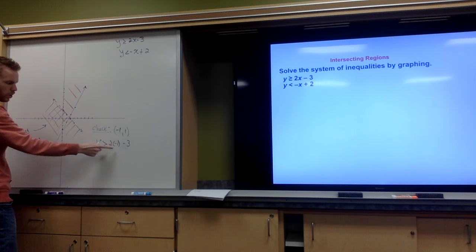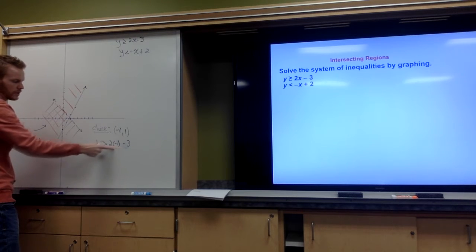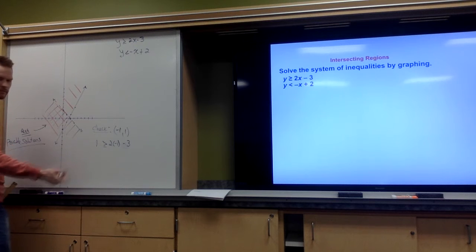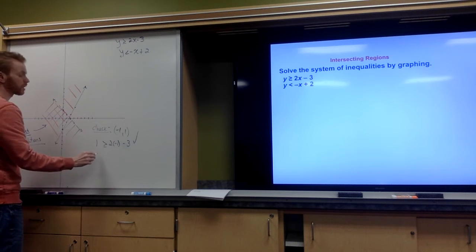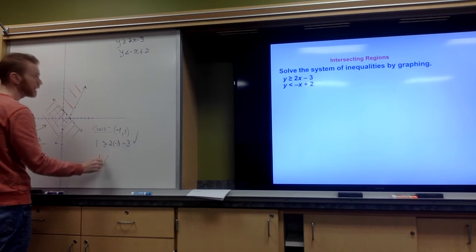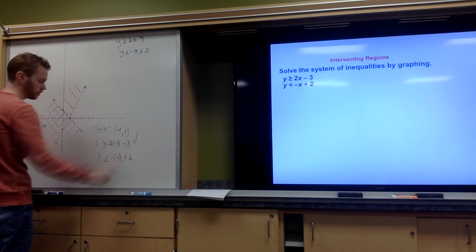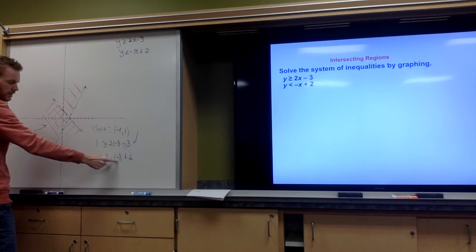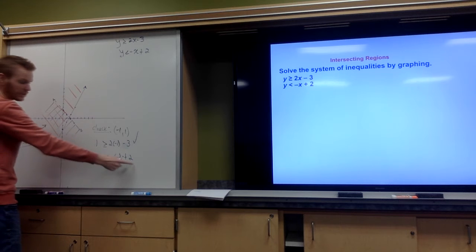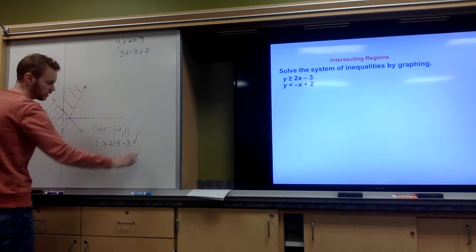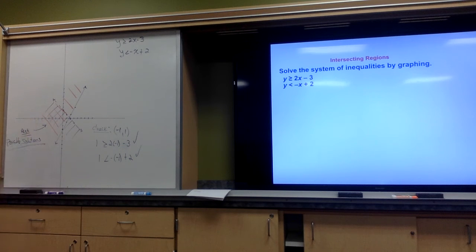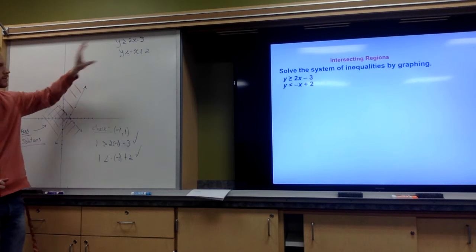So does that work? Is 1 bigger than this guy? Well, that's negative 2 minus 3, which is negative 5. I think that works. That's a true statement. Okay, over here, we're going to have 1 is less than negative of a negative 1 plus 2. So this and this gives me what? 1 plus 2 gives me 3. Is 1 less than 3? Yeah. So that region is going to work for all possible solutions. This region has all possible solutions for that system.